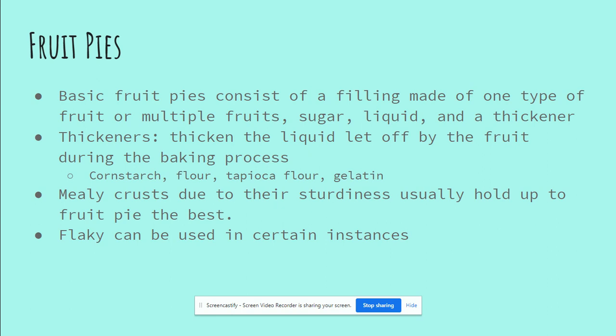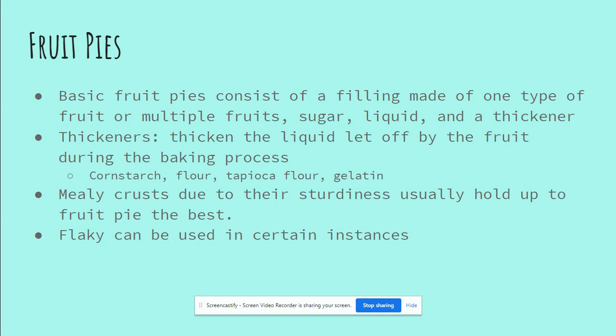So thickeners are anything that's going to thicken the liquid that's let off by the fruit as it cooks. So thickeners that are typically used are cornstarch and flour are probably the two most common that are used in pies. Tapioca flour is another type of flour, and then gelatin is another type of thickener that people use in fruit pies.